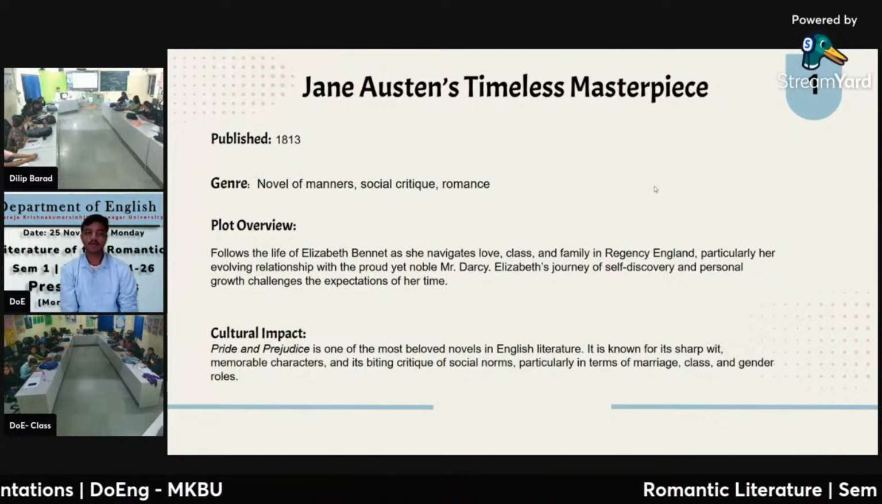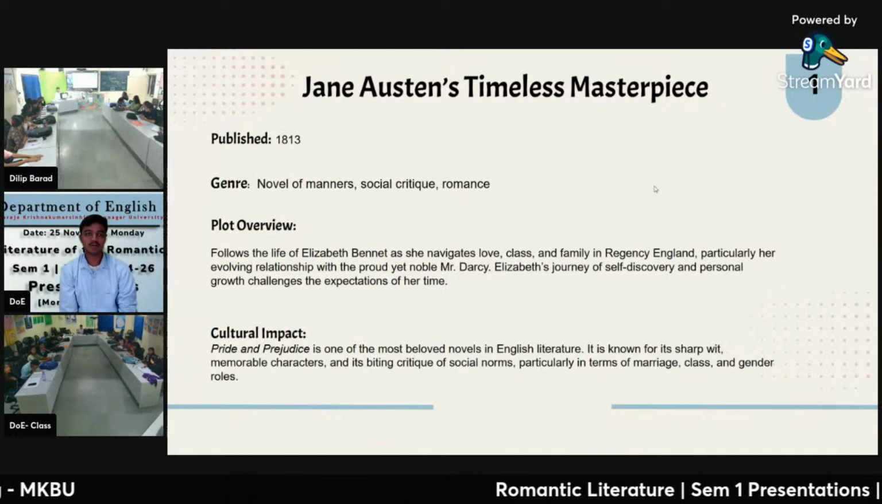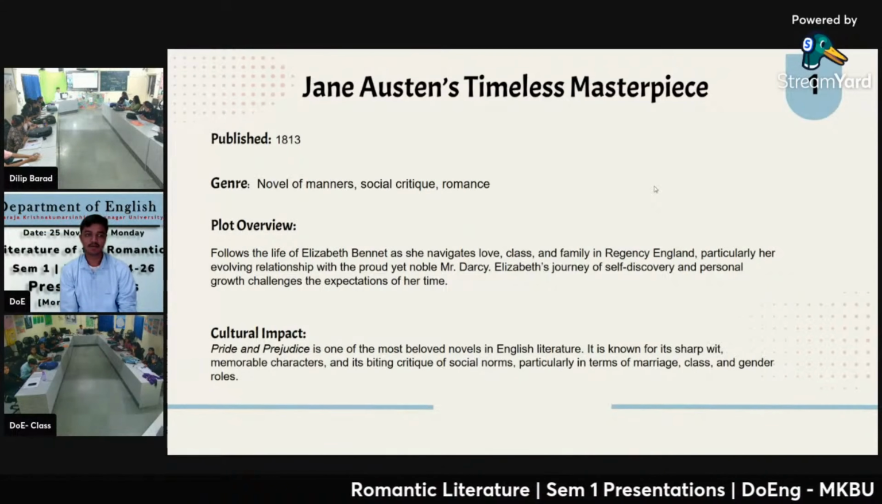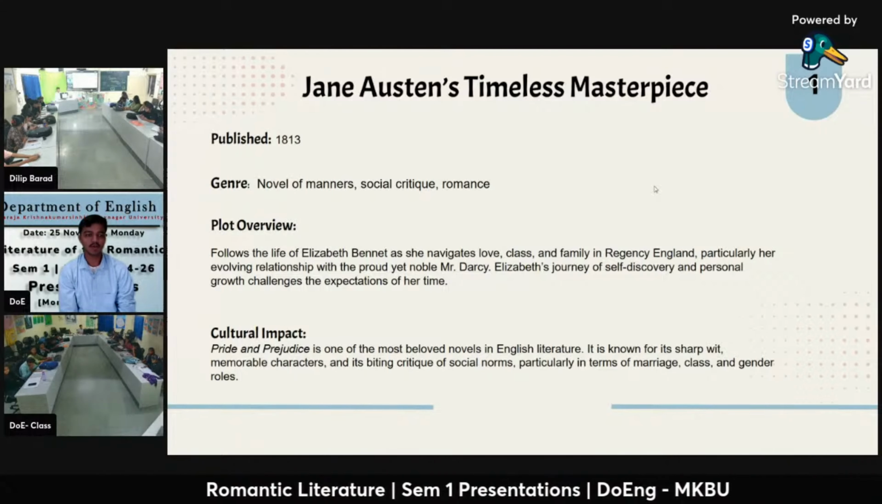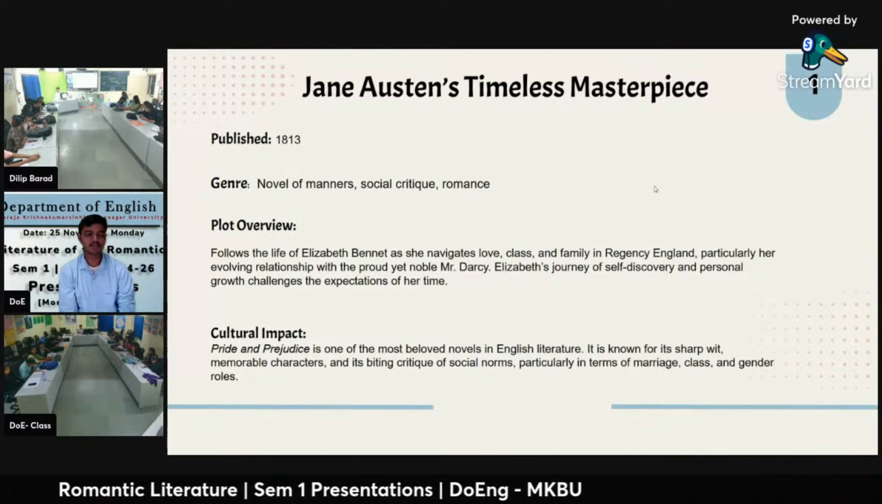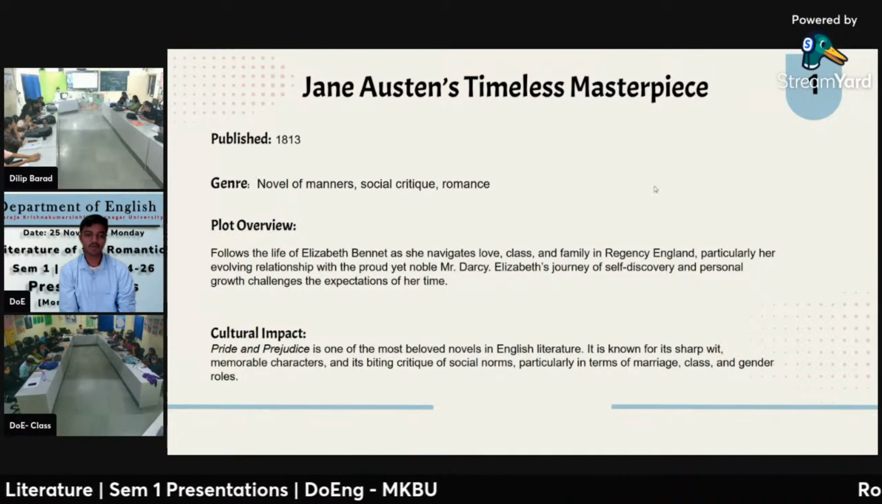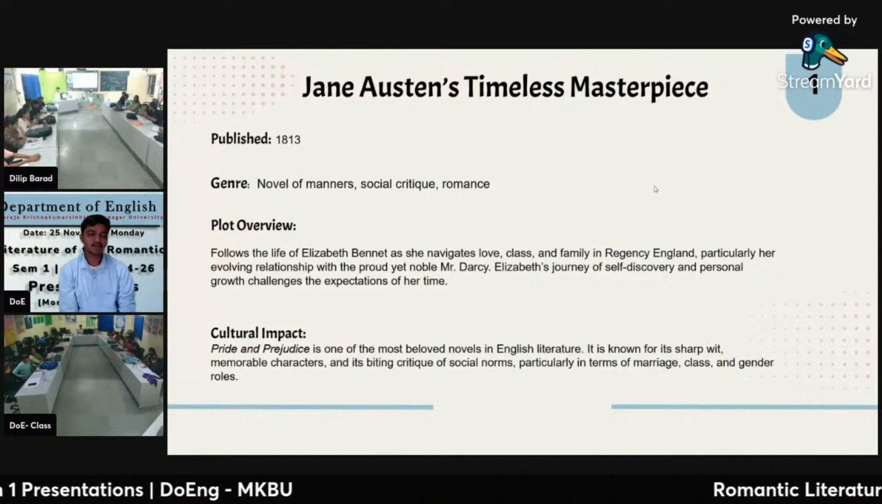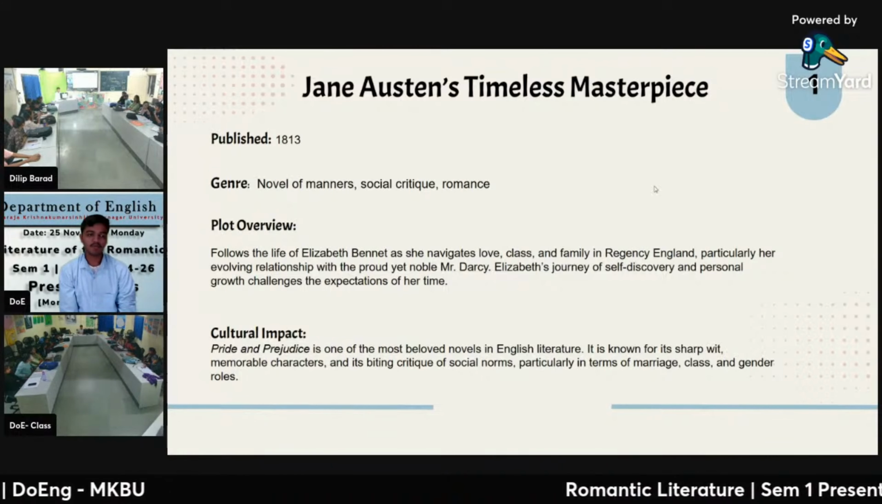First, we are going to explore Jane Austen's timeless masterpiece. It was published in 1830. Its genre is a novel of manners, social critique, or a romance. So let's get a brief plot overview.